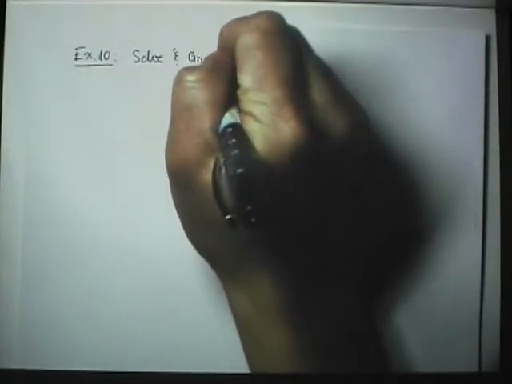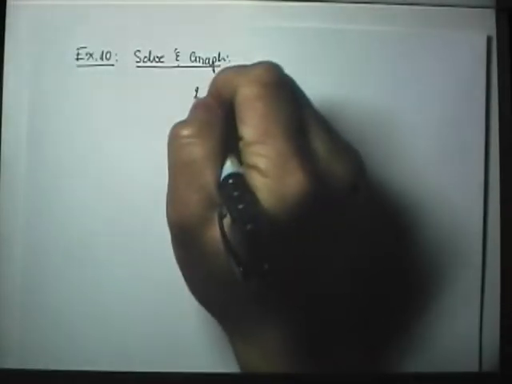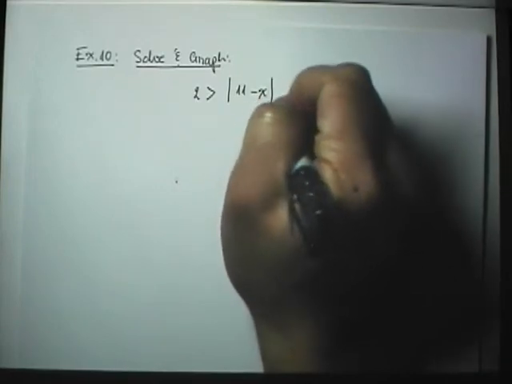The last example for today, for this topic of discussion, example number 10. We have gone a long way having all these examples here. Hopefully you will have a detailed look at how to handle different problems. So my last one: 2 greater than the absolute value of 11 minus x.